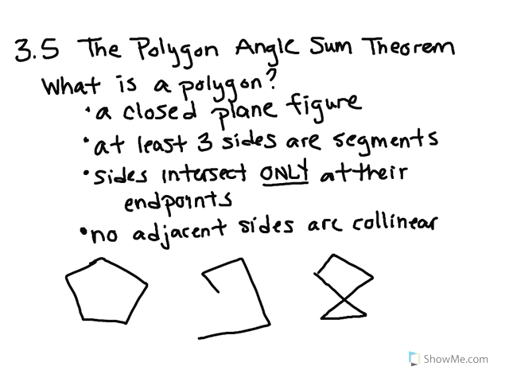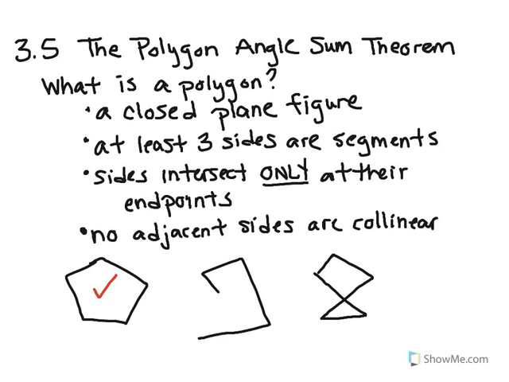Alright, so let's take a look at this first figure. First of all, it is a closed figure, so it fits the first condition. It also has at least three sides that are segments. In this case, it has five. The sides do only intersect at their endpoints, and no adjacent sides are on top of each other. They're not collinear. So this first picture is a polygon.